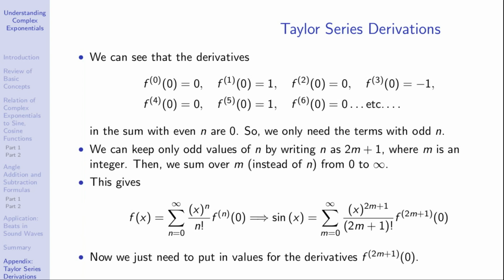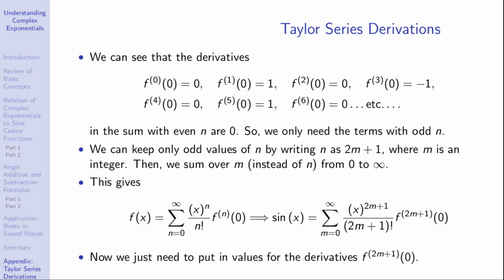So we can see that the derivatives in the sum, where n is even, are all 0. So we only need the terms with odd n. We can keep only the odd values of n by writing n as 2m plus 1, where m is an integer. Then we sum over m instead of n from 0 to infinity. So this gives the following.